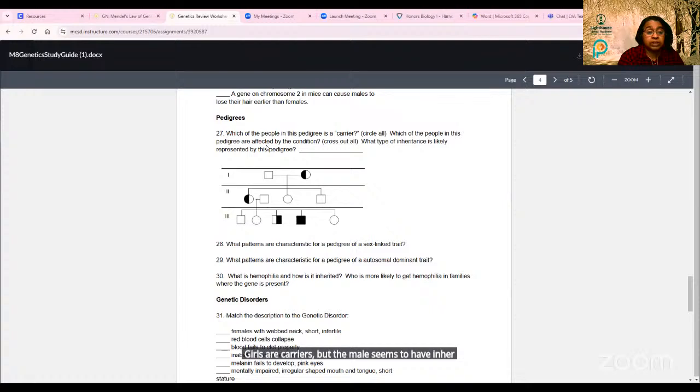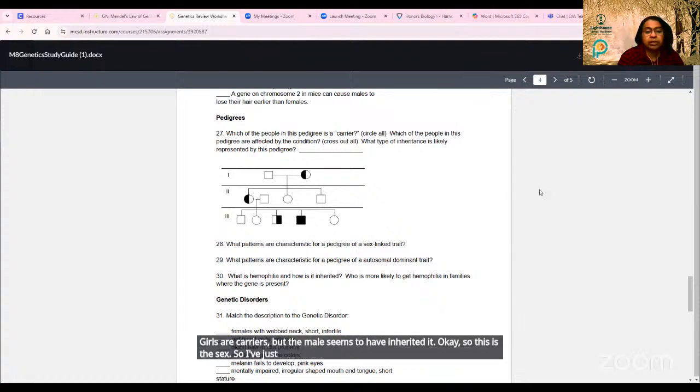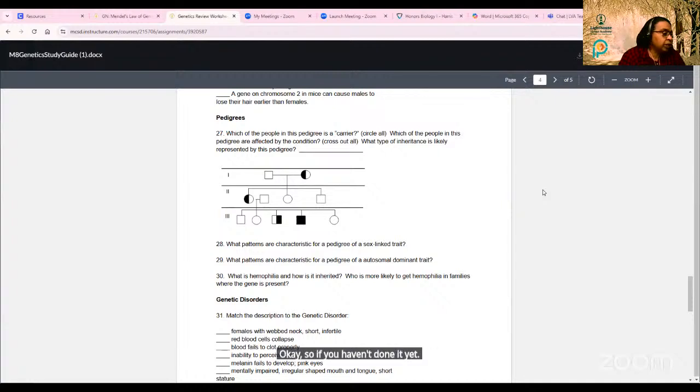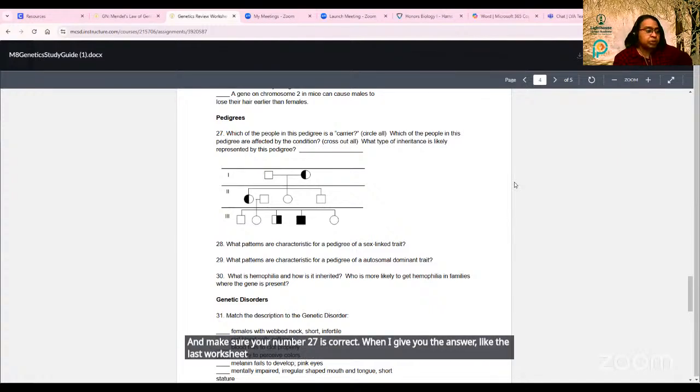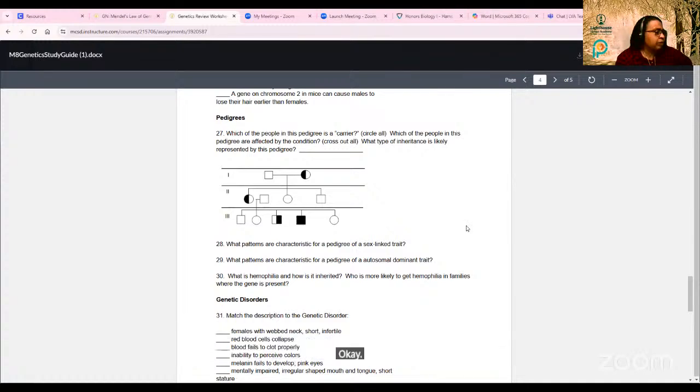Okay, so I've just answered all of 27. So if you haven't done it yet, check your 27. Wake up, Maxwell. And make sure your number 27 is correct. When I give you the answer, like last worksheet, I went through the first part and people still got them wrong, so I could tell who was paying attention and who wasn't. And some of y'all are having a party over there. I don't know if you listen to the worksheet or not.